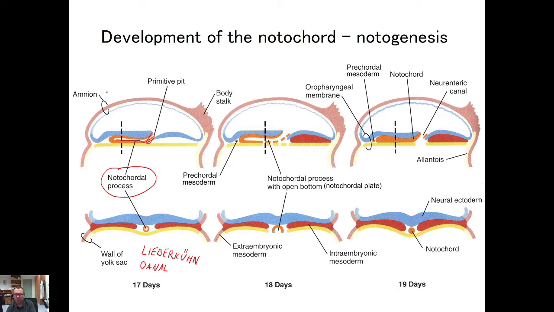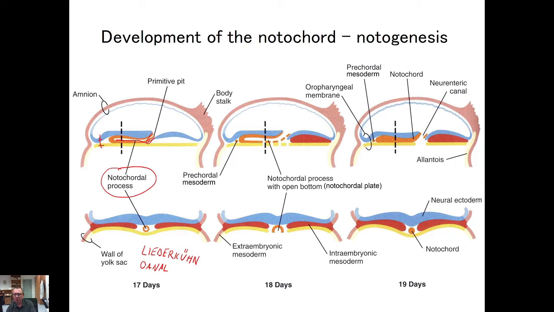The notochordal process grows cranially, but stops its growth near the oropharyngeal membrane. It stops here because tight junctions are developed between ectoderm and endoderm, and so growth more cranially is impossible.